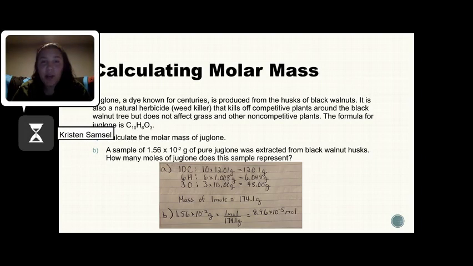Okay, so let's look at a problem calculating molar mass. Juglone is a dye. It's also an herbicide. It comes from the husk of black walnuts, which grow on a black walnut tree. We sometimes can see black walnut trees up in the East Coast, but they're native to the southern areas in the eastern side of the United States.